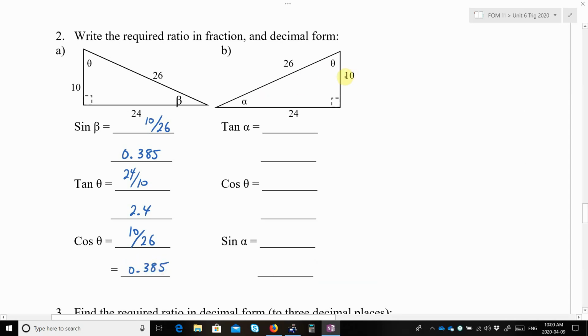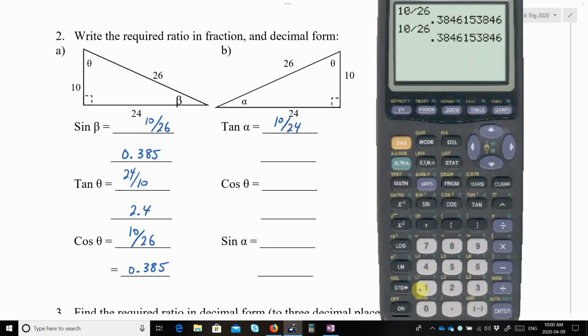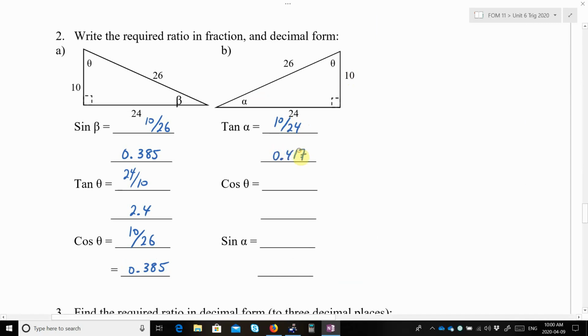Tan of alpha is opposite over adjacent, so 10 over 24. 0.417. Cos theta is adjacent over hypotenuse, 10 over 26, which we have already calculated as 0.385. And sine alpha is opposite over hypotenuse, 10 over 26 again. 0.385.